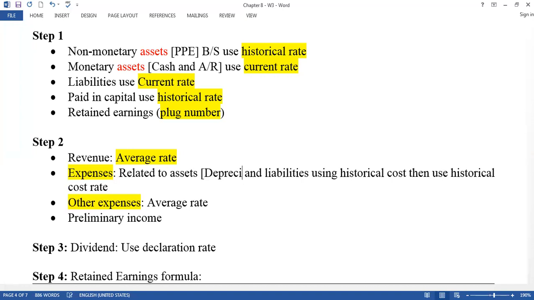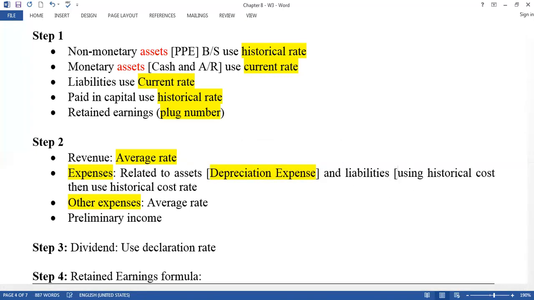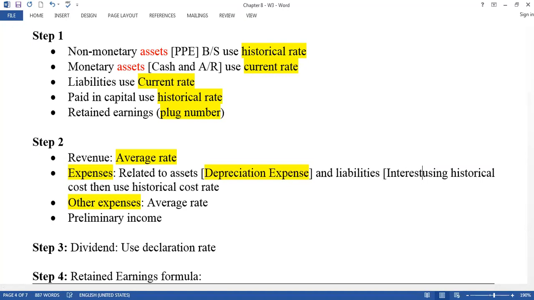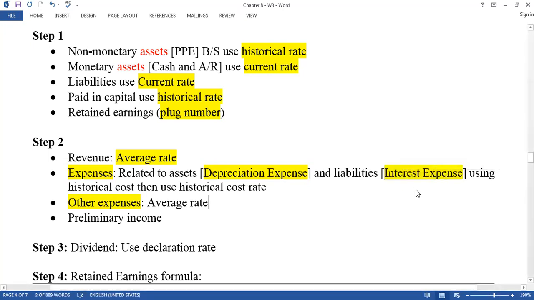Depreciation, very good. Depreciation expense is related with assets, right? Property, plant, and equipment, except land. And if you understand this, then you should also know which expenses are related with liabilities. Interest expense, very good. Like we have bonds payable, we have notes payable, interest expense. So if we have depreciation expense and interest expense, we are going to translate these using the historical rate. Except these two, other expenses use the average rate.